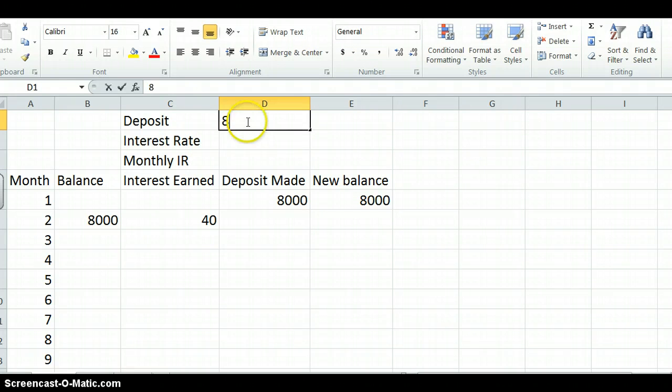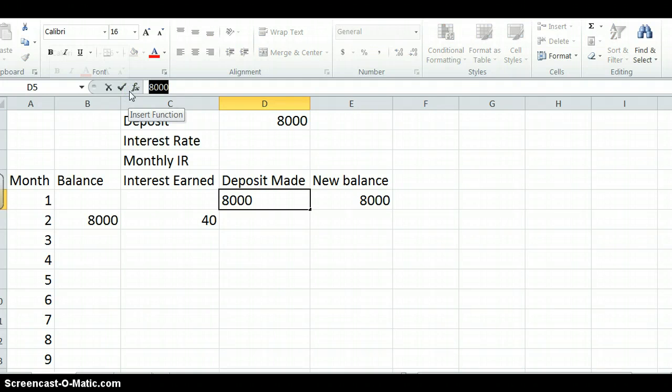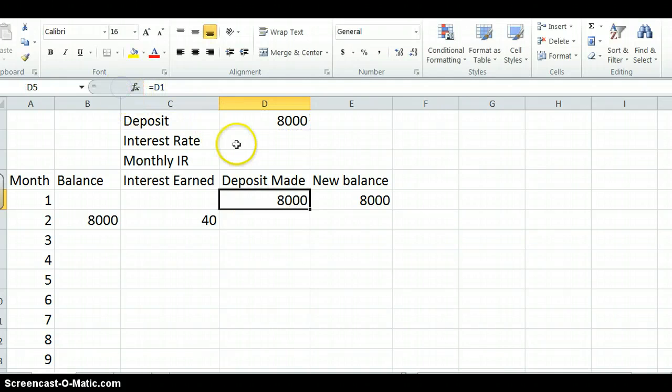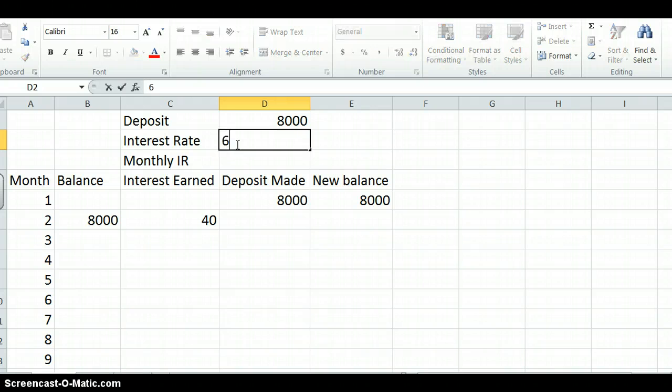So my deposit here, I can put in the $8,000. Instead of typing in the 8,000 here, it's nice to have a heading with our input values, so this value here would just be equal to this cell, D1. And my interest rate, I can just put that in. I'm going to start off with 6%, so I put in 0.06. And then the monthly interest rate is just going to be the interest rate here, divided by 12. There we go.